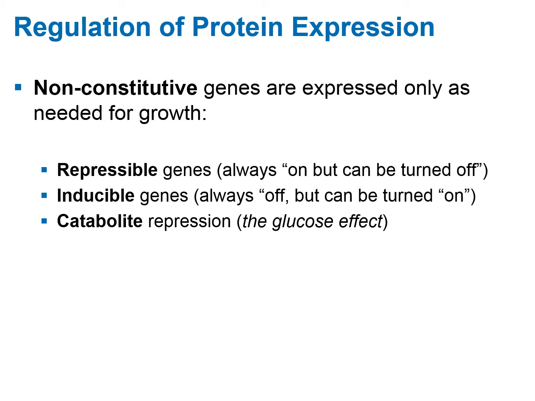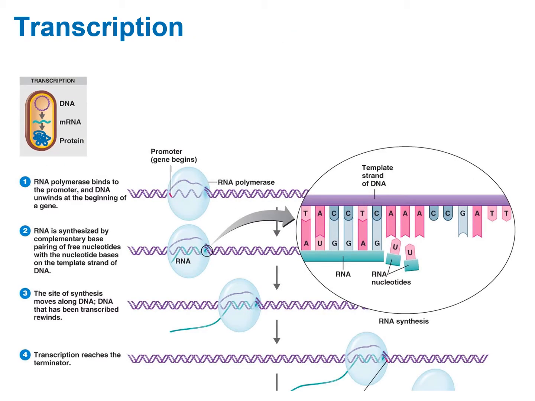And then you have catabolite repression, which is sometimes called the glucose effect. This type of repression is on as long as there's glucose around, but as soon as glucose is all used up, the repression stops and the genes get induced. So we're going to talk about all three of these. The first type of operon that we're going to talk about will be the inducible. But first, let's talk about transcription, and then we'll talk about how the operon is laid out.